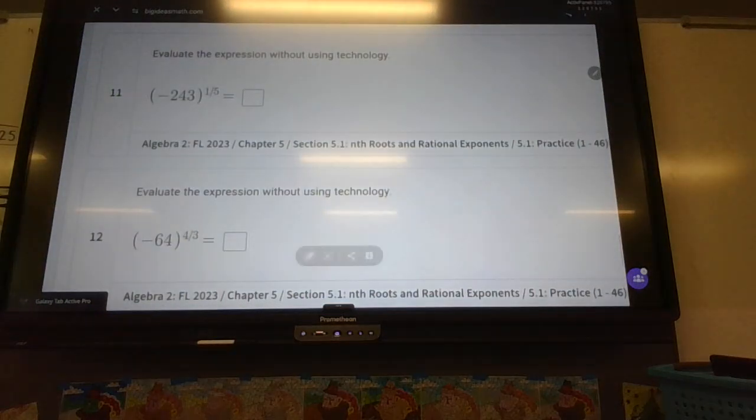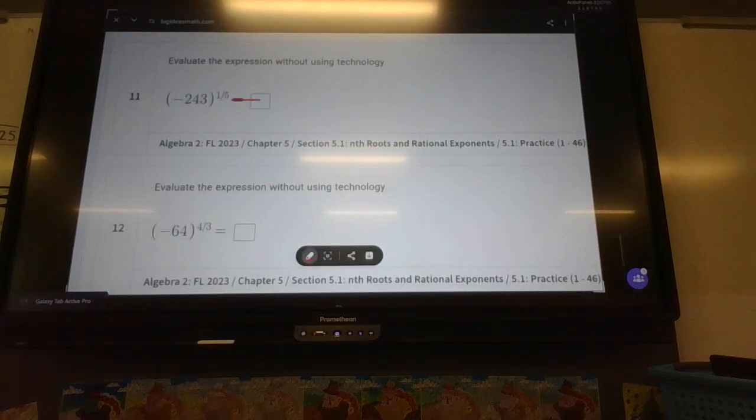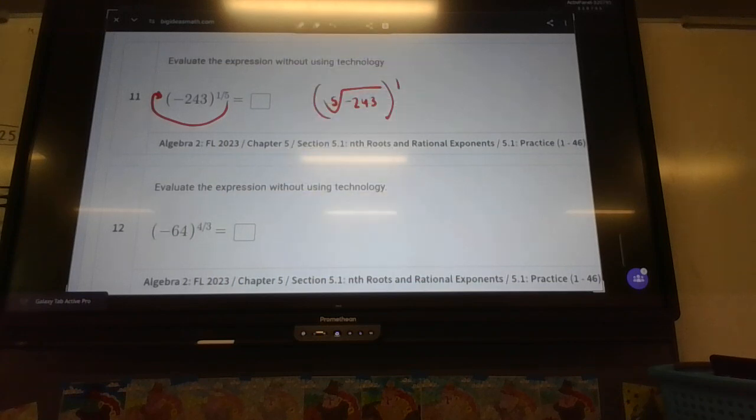This one says not to use technology, so I'm going to think about this in radical form. It's the fifth root of negative 243 raised to the first power. Now, without a calculator, it's kind of tough. The reason it says don't use technology is because they don't want you to just put in the problem like it looks. They want you to think about the process and how to show work.